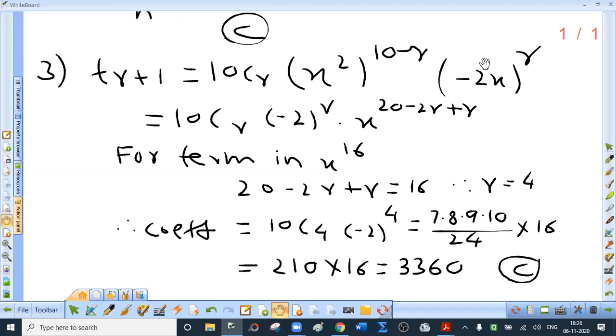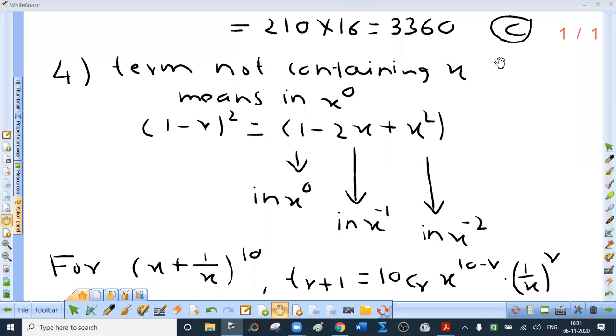Third sum, in the expansion of (x square minus 2x) raised to 10, the coefficient of x raised to 16 is. Now this is the general term T(r plus 1), right? Minus 2 raised to r is part of coefficient. We must obtain single term in x because we have to equate its index with 16 as we want a term in x raised to 16. So it is 20 minus 2r plus r equal to 16. So r equal to 4. So what is the coefficient? 10C4, which is 210, into minus 2 raised to 4 is 16, 3360. So the correct option is C, Calcutta.